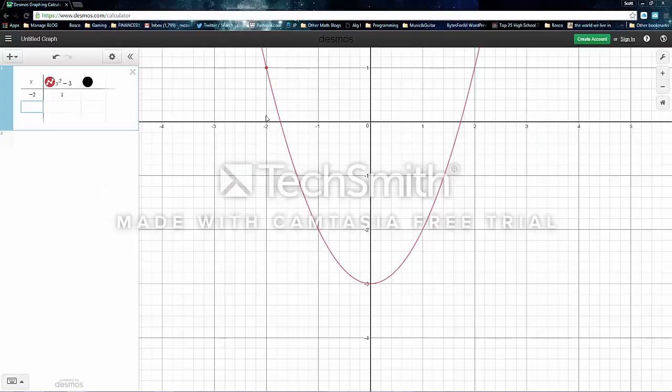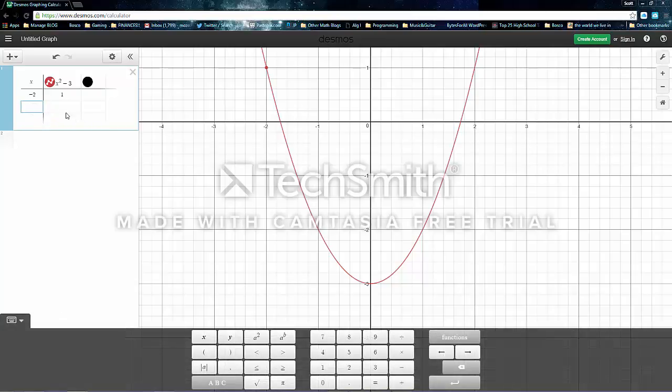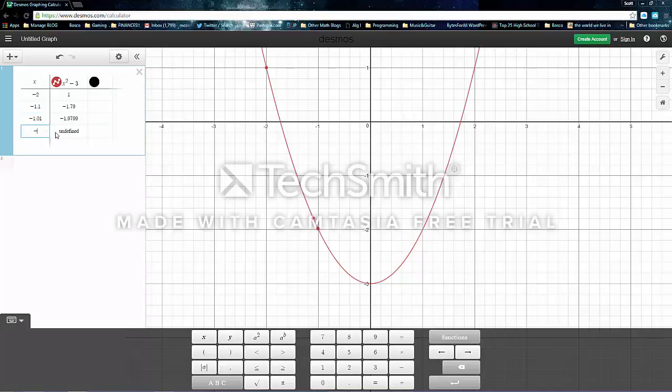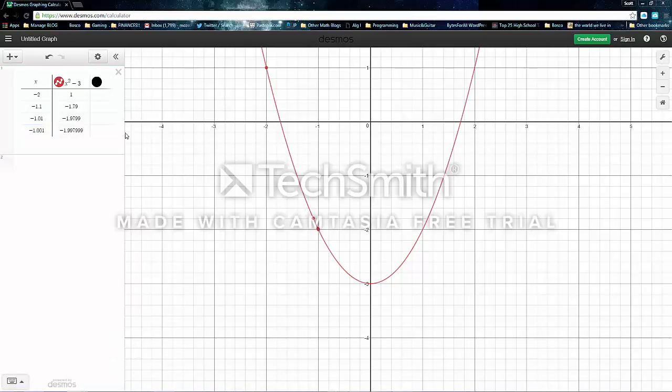I'm at -2, of course. -2 is 1, but what we're really interested in is around -1. We're interested in right here, at -1, what's going to happen. So, but before I get to -1, let's go to -1.1. Then let's go to -1.01. And then let's do one more, -1.001. Okay? So as x approaches -1, even though we're not there yet, this number from the left side here is approaching -2. It's not quite there.